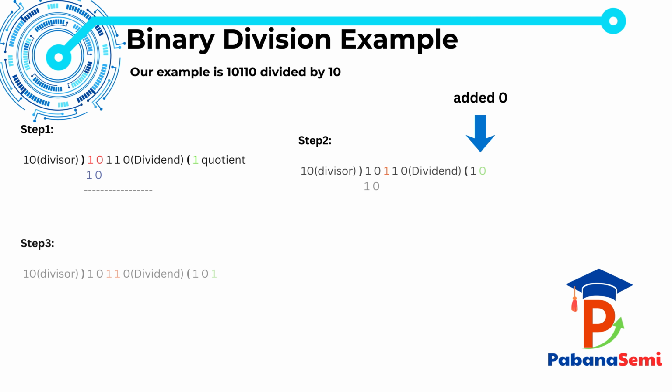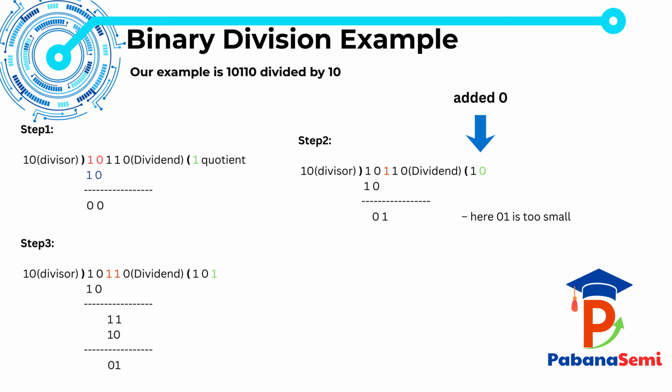All right, students, let's dive into binary division. It works just like long division in decimal, but with only zeros and ones. Our example is 1011 divided by 10. Our dividend is 1011 and our divisor is 10. Let's solve it step by step.